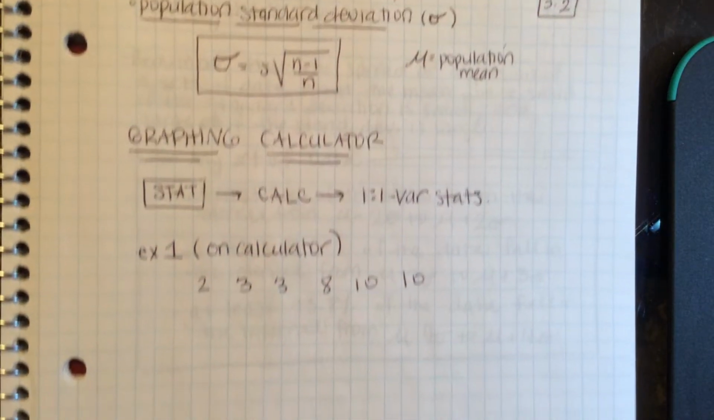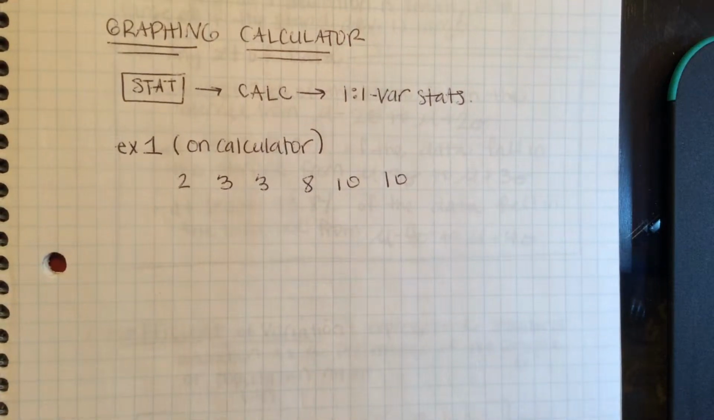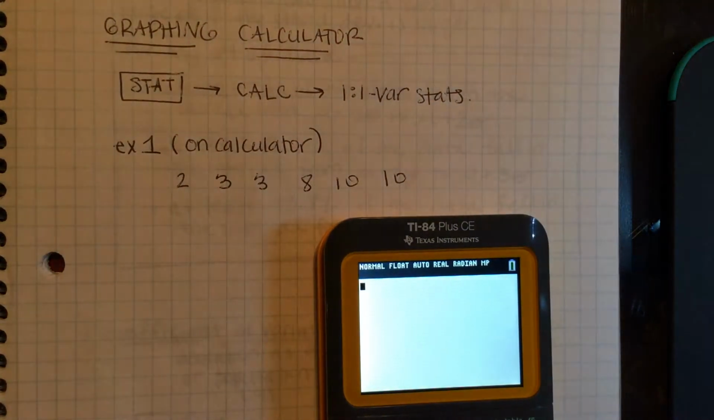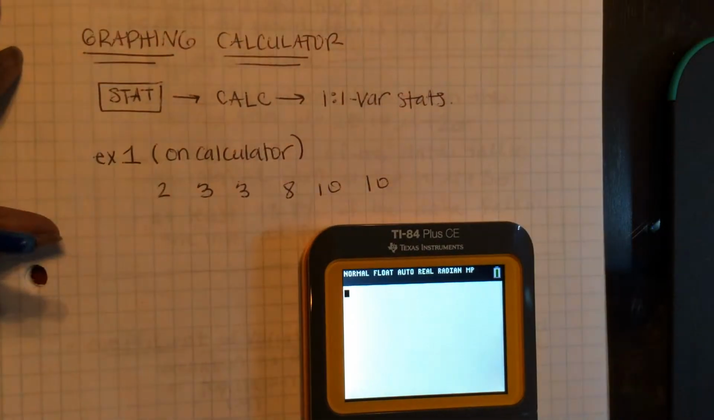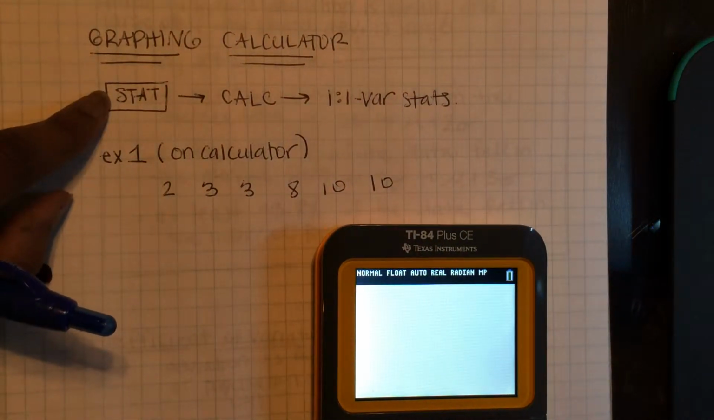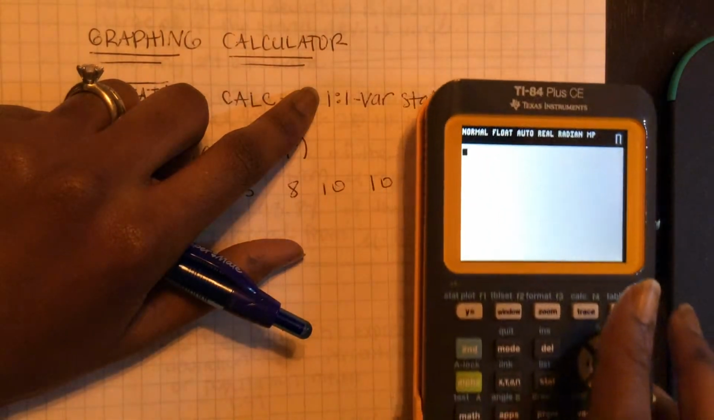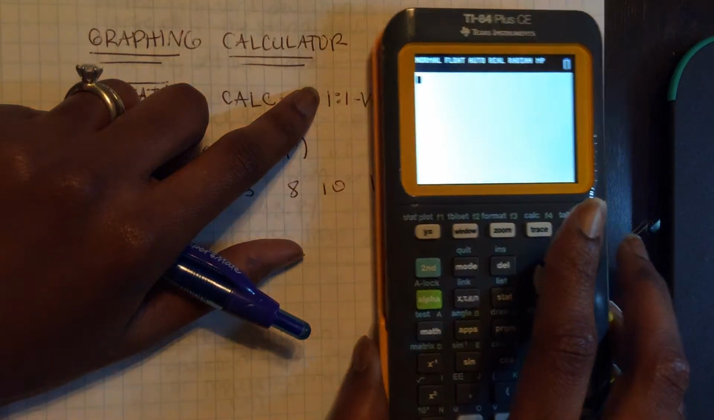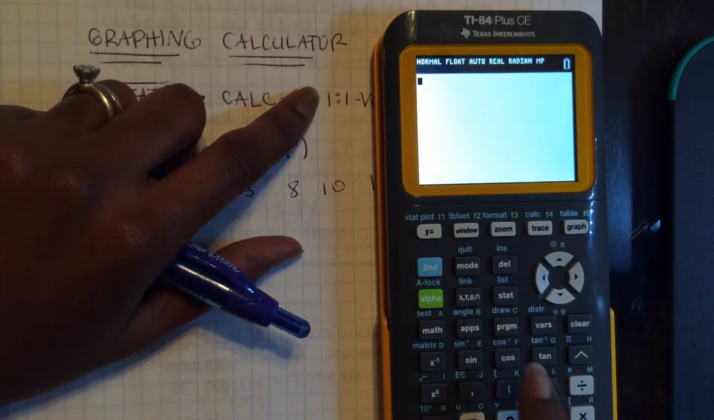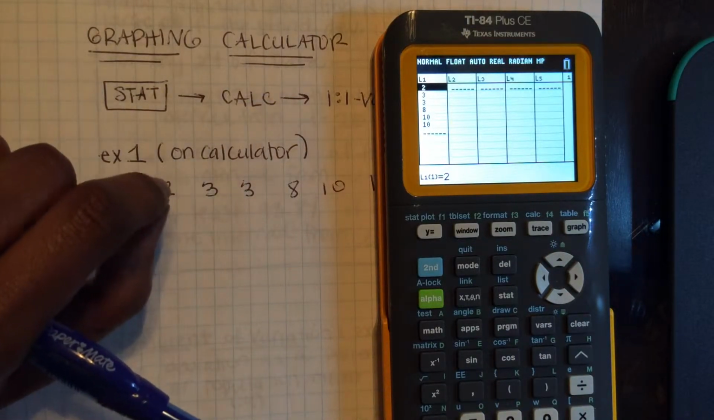So here below, we're going to look at doing the same exact problem we did previously, example 1, but now I'm going to do it on a calculator. So I'm going to put all of my data into statistics, and then I'm going to do calculation, one variable stats. In order to put my data in my calculator, I'm going to click Stat, Edit, and I typed in 2, 3, 3, 8, 10, 10.